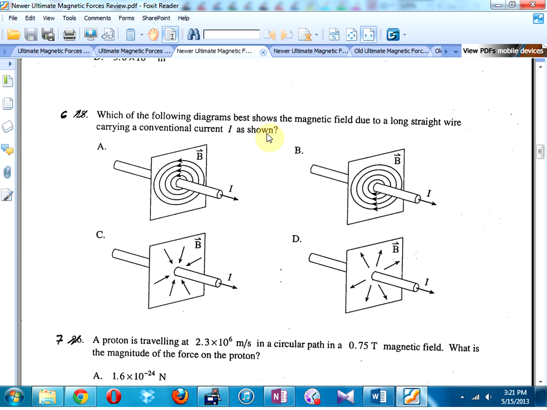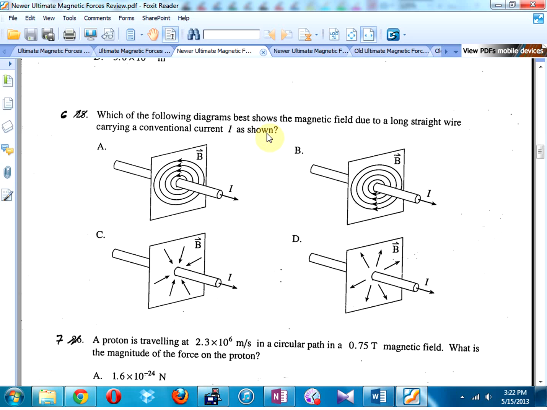So this was the first right-hand rule that we learned. This was the right-hand rule for a current-carrying wire. This is the magnetic field that a current creates. You point your thumb in the direction of the current, right thumb of course, and your fingers curl in the direction of the magnetic field.